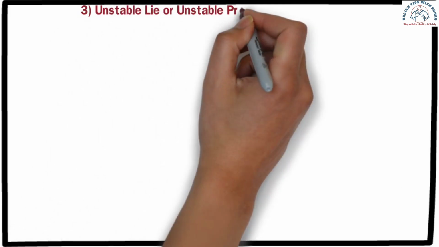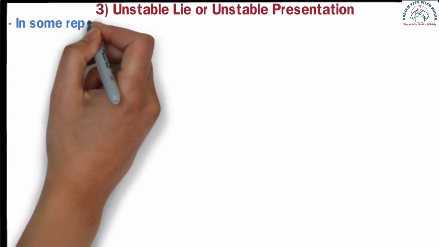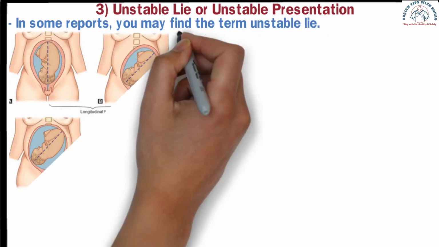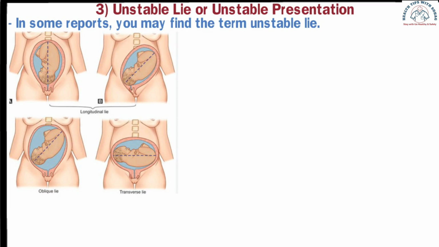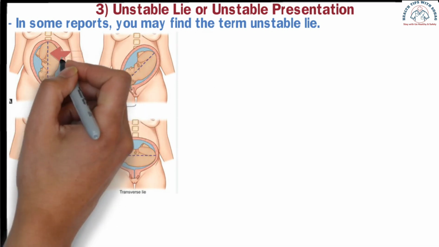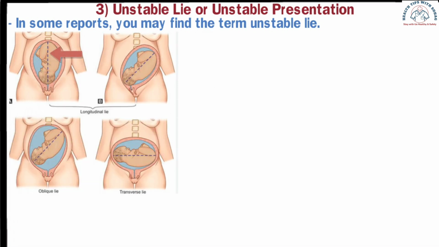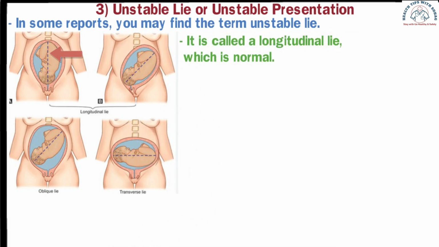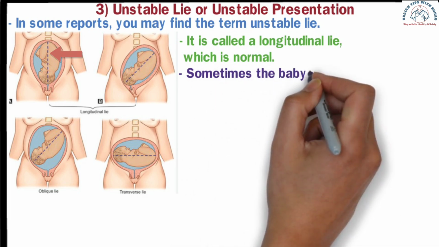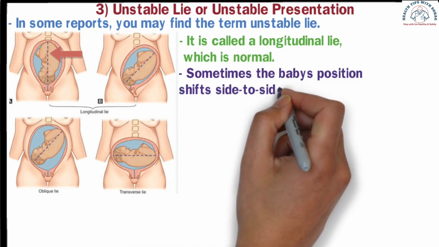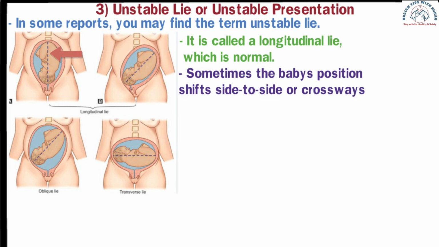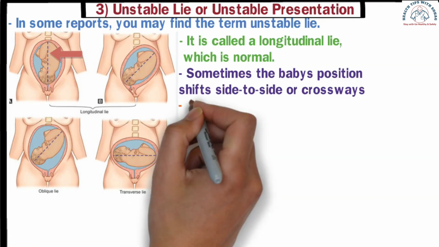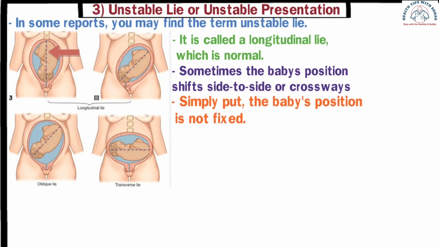Number 3. Unstable lie or unstable presentation. In some reports, you may find the term unstable presentation or unstable lie. The term lie typically refers to the orientation of the baby's spine. During pregnancy, if the baby's spine is aligned longitudinally with the mother's spine, it is called longitudinal lie, which is normal. However, sometimes the baby's position shifts side to side, crossways, which is referred to as an unstable lie or unstable presentation. Simply put, the baby's position is not fixed.